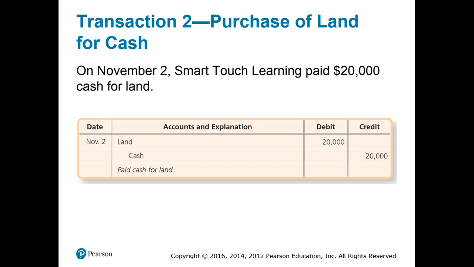So our cash went down, which is an asset. Assets decrease with a credit. We received $20,000 in land. So land is an asset, but land went up. So we debit $20,000 for land. So when we're writing out our journal, again, we put the debit first. So land was debited 20,000, and then cash was credited 20,000. And the note is that we paid cash for land.